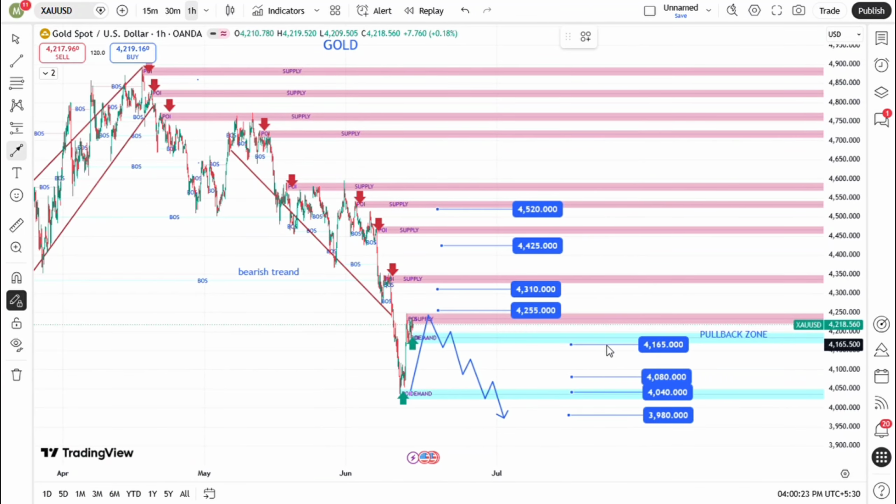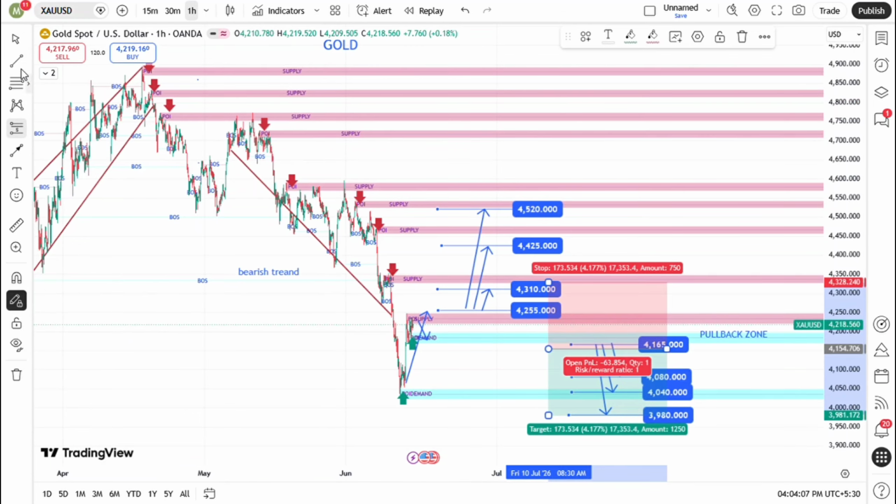This trajectory seeks sell-side liquidity, reaching Scenario 1 at 4,080, Scenario 2 at 4,040, and Scenario 3 at 3,980. Smart money will likely trigger expansion once external liquidity pools are tapped.